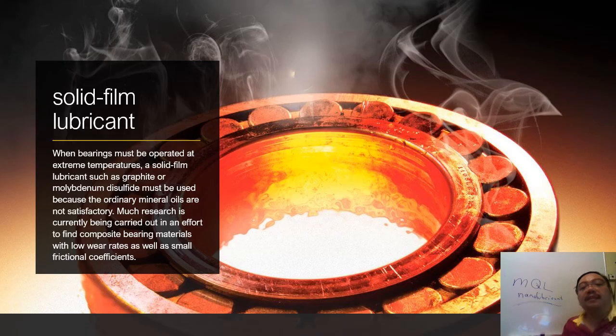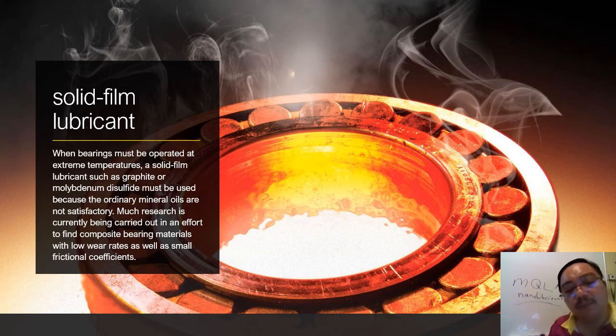And then the last one is solid film lubricant. When bearings must be operated at extreme temperature, a solid film lubricant such as graphite or molybdenum disulfide must be used because ordinary oils are not satisfactory. Much research is currently being carried out in an effort to find composite bearing materials which have a low wear rate as well as a small frictional coefficient. Also, this is the challenge.